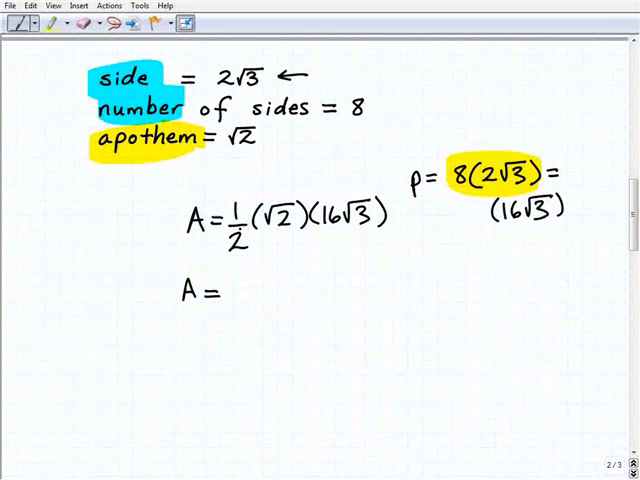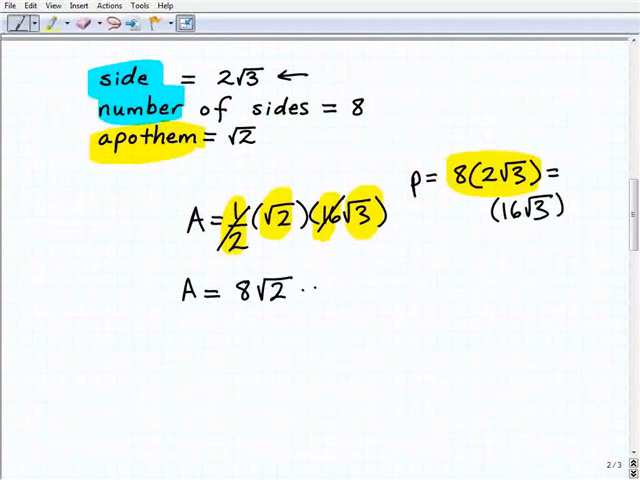the area. So we have 1/2 times radical 2 times 16 times radical 3. Okay, so each one of these are just numbers in this big product. So I'm looking at this 1/2 and this 16, so that's going to be 8. So this is going to be 8 times radical 2 times radical 3. All right, but this is still not simplified.